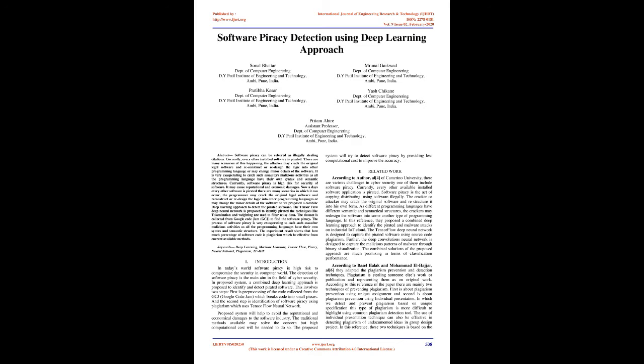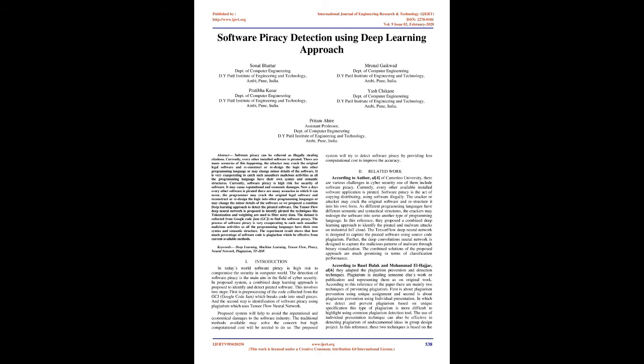This involves two steps. First is pre-processing of the code collected from the GCJ, Google Code Jam, which breaks the code into small pieces. The second step is identification of software piracy using plagiarism detection, which uses a TensorFlow neural network. The proposed system will help to avoid the reputational and economic damages to the software industry. The traditional methods available may solve the concern, but high computational cost is needed to do so. The proposed system will try to detect software piracy at less computational cost while improving accuracy.